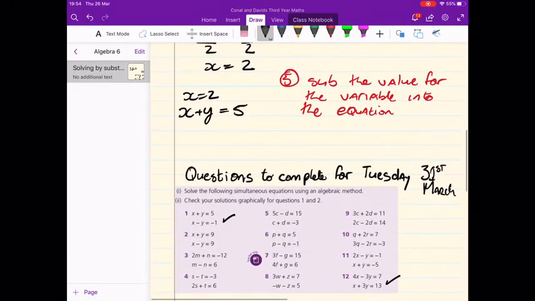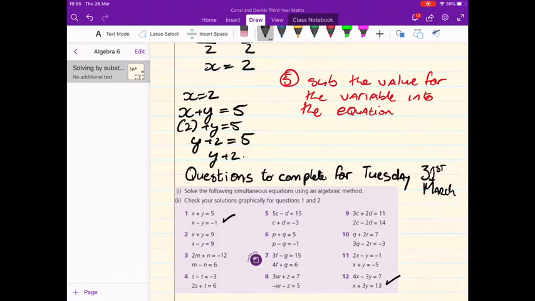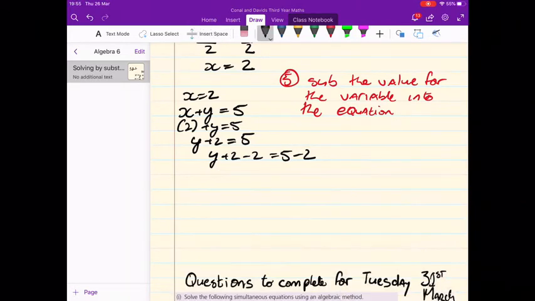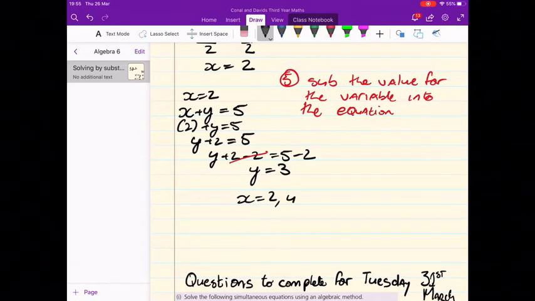So I say x plus y is equal to 5. And then where I had x, I replace that with a 2 in a bracket. And I'll have y plus 2 is equal to 5. And then if y plus 2 is equal to 5, I'll have to take 2 away from both sides to balance the equation. And that means we'll be left with y is equal to 3.